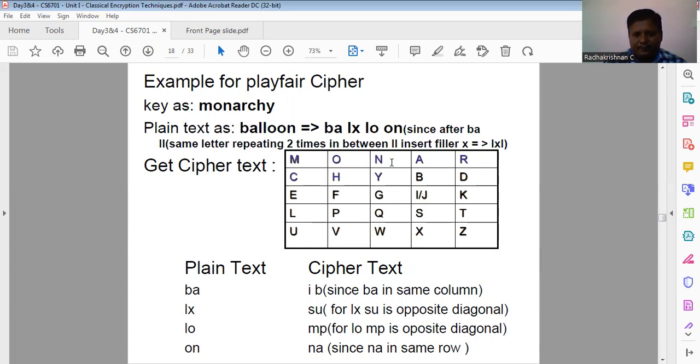Next, ON. Both are in the same row, so we replace each by the next right-hand position: O becomes N, and N becomes A. So ON means NA will be our output, since they are in the same row. So what is the ciphertext of the given problem? The plain text is BA LX LO ON, and the ciphertext will be IB, SU, MP, and NA.